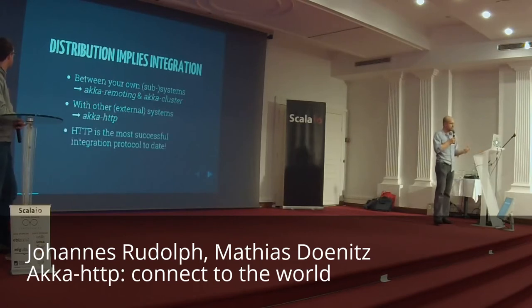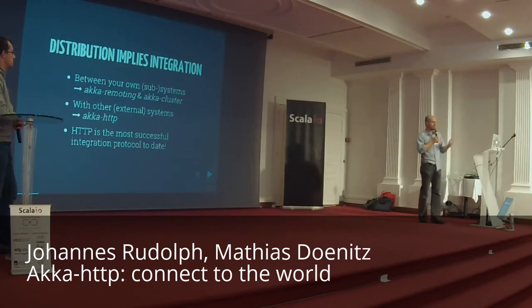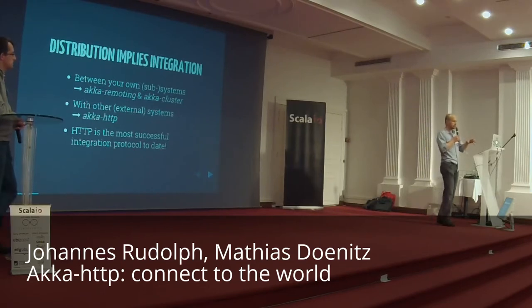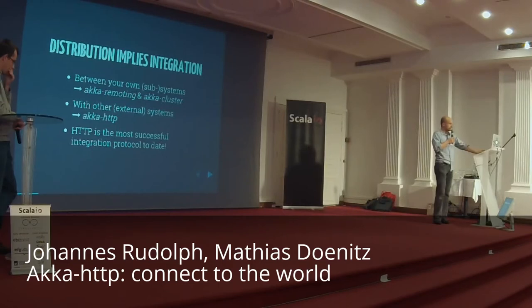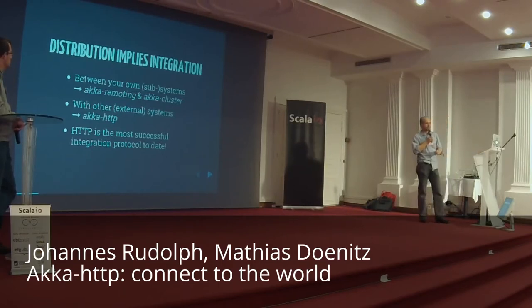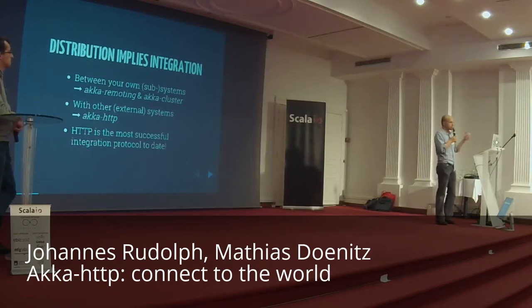Because HTTP is the most successful integration protocol to date. Without HTTP, we wouldn't have the web and lots of other things. So HTTP is important. It might not be perfect, but it is the most successful integration protocol. And in order to enable integration with other systems, so that you can build large distributed applications, also with systems that you don't control, Akka-http is crucial. That's why it makes sense to have something performant and properly architected right in Akka to enable integration with other systems.